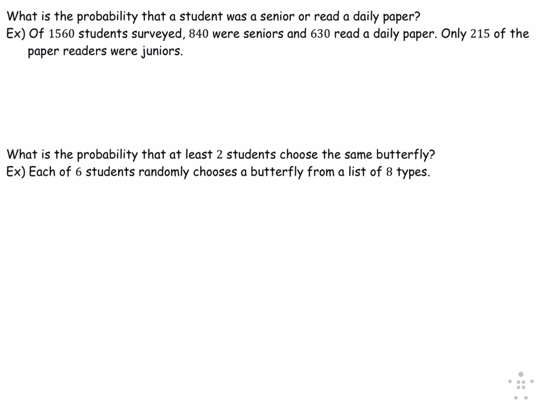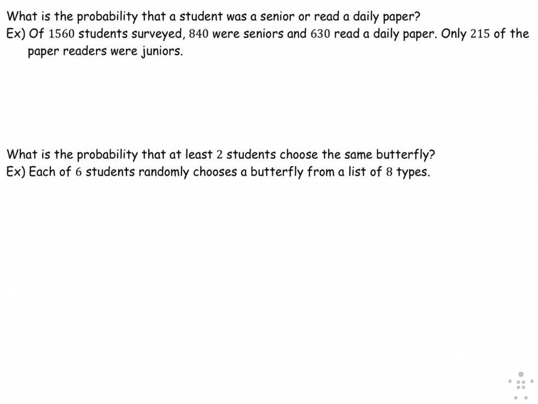So the first example asks us to find the probability that a student was a senior or read a daily paper. We're given that 1,560 students were surveyed, 840 of them were seniors, and 630 read a daily paper. Only 215 of the paper readers were juniors. Now, the wording is tricky. The problem does not mention anything about underclassmen, so we will not consider them in the survey.